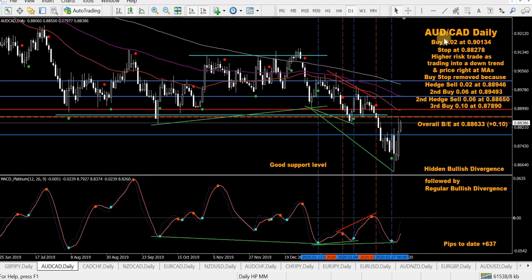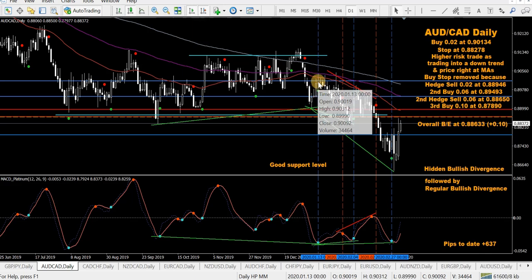All right, AusCAD, a bit messy, a lot of trades happening. Any hidden divergence, I am hedging. I'm going to try and work my way out of any hidden divergence trades. So this started with hidden divergence. The blue is the buys, the reds is the sells.